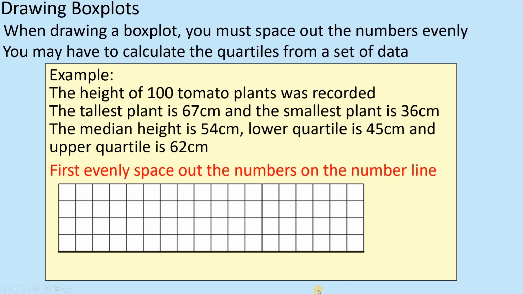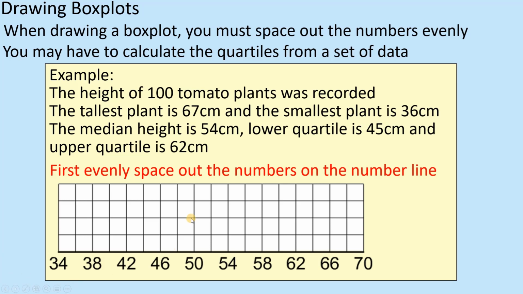Firstly, we evenly space out the numbers on a number line. We are going to go from the smallest, which is 36 over here, to the highest, which is 67. Those are the key numbers that need to go at the top and the bottom. Here you can see we've put a scale together. You need to plan this out effectively. In an exam, you would expect them to give you a decent enough range to put those numbers together relatively easily, a little bit like mine.